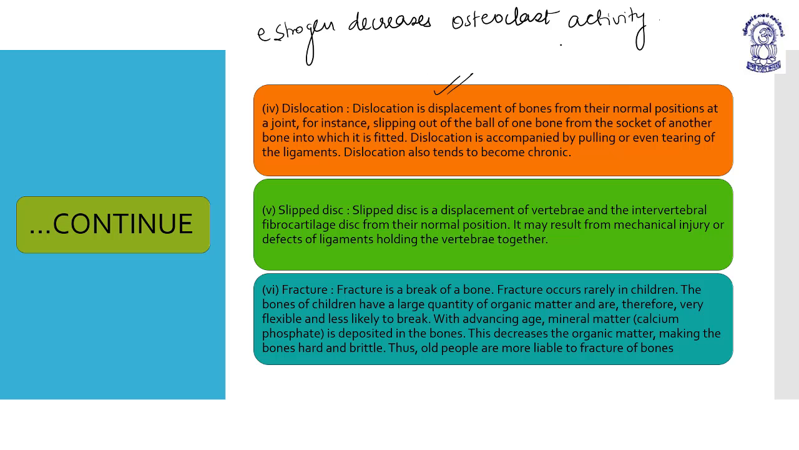Dislocation is the displacement of bones from their normal position at a joint, for instance, slipping out of the ball of one bone from the socket of another bone into which it is fitted. Dislocation is accompanied by pulling or even tearing of the ligaments. Dislocation also tends to become chronic.